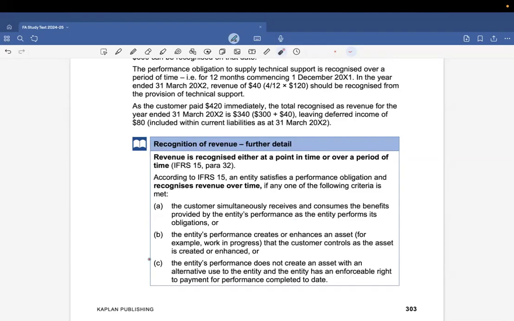You have ordered, a customer has ordered the noodles. You're going to deliver the noodles. The revenue is to be recognized at the same time, that is simultaneously, right?